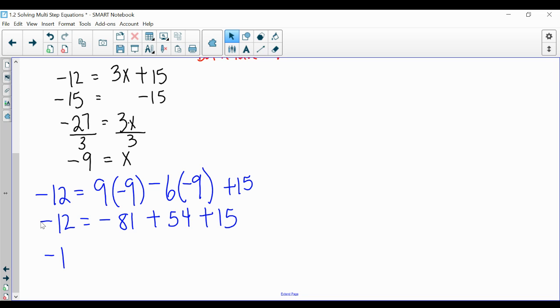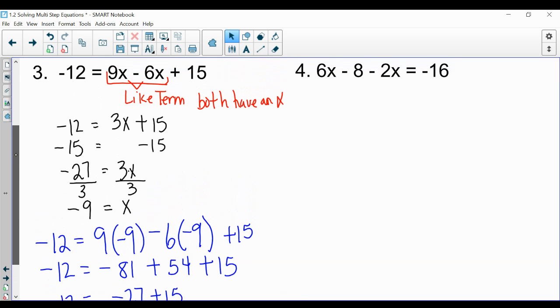So negative 12, and I'm going to go ahead and 54 take away from 81 is 27, and it's negative because the 81's bigger. So 27 minus 15 is 12, and it's a negative because the 27's bigger. So therefore, it checks. All right, so we checked it. Let's do the next one.